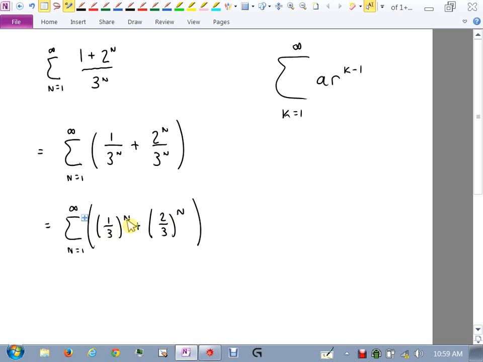Now, by itself, this looks geometric. I have an r to the n, not n minus 1, but I can make that happen. This again is an r to the n minus 1 I can make happen. The r for each of these would be less than 1. So I have two different r's, right? This is a geometric series, but it's actually two of them. So the question is, what can you do?